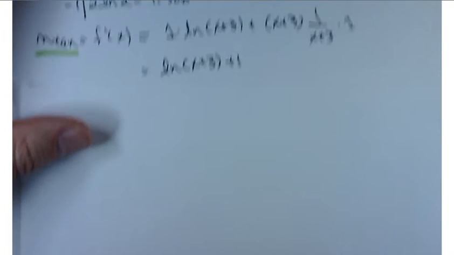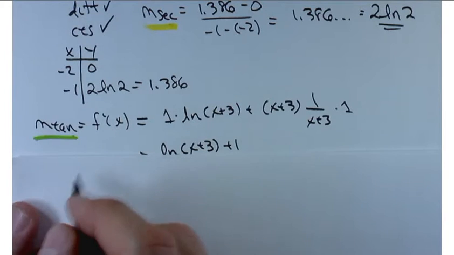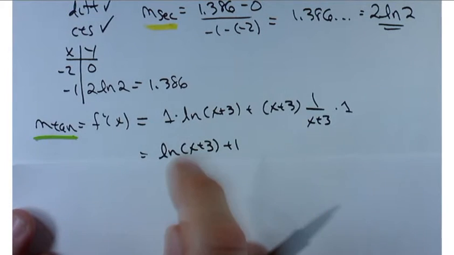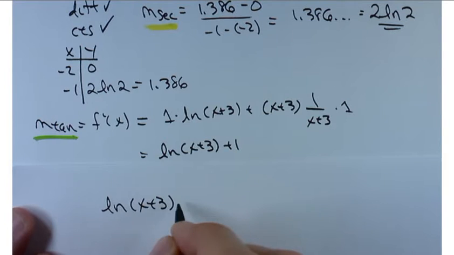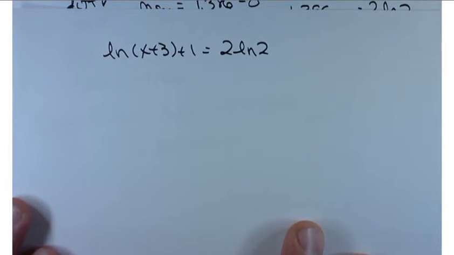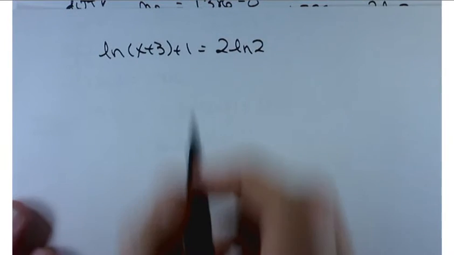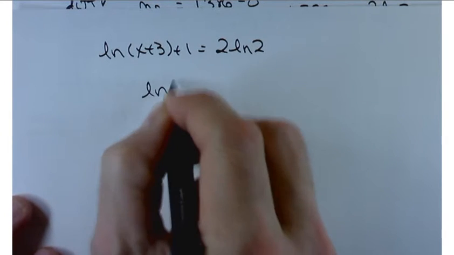As far as solving is concerned, I want to know where this equals this. Ln of x plus 3 plus 1 equals 2 ln of 2. Slope of the secant line equals the slope of the tangent line. I'll subtract 1 from both sides. Ln of x plus 3 equals 2 ln of 2 minus 1.